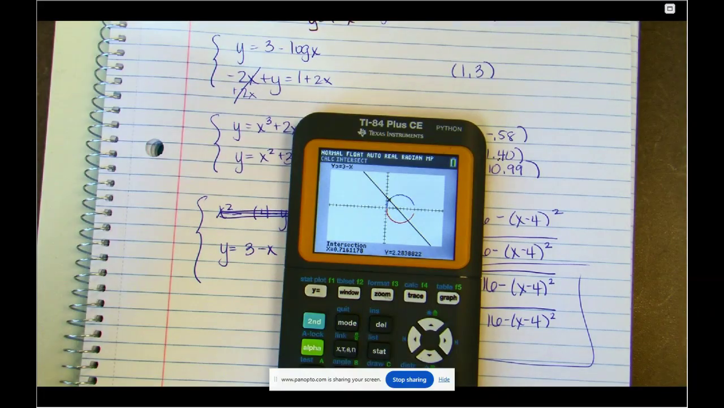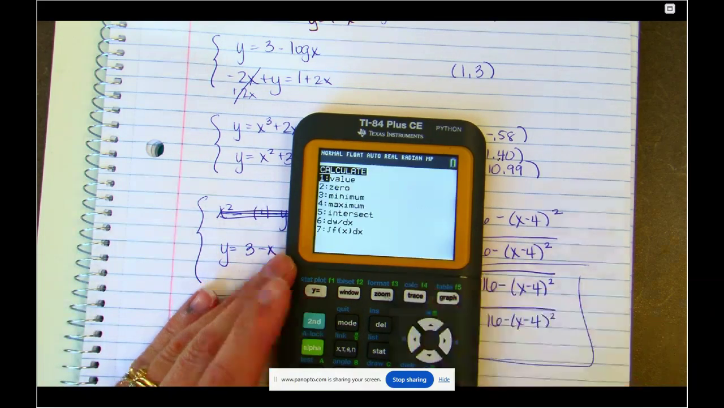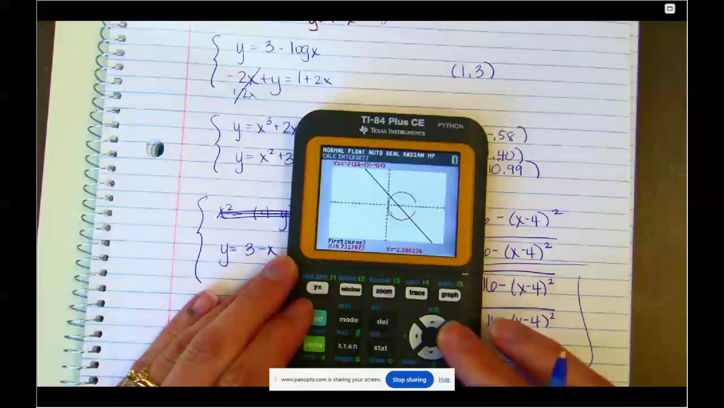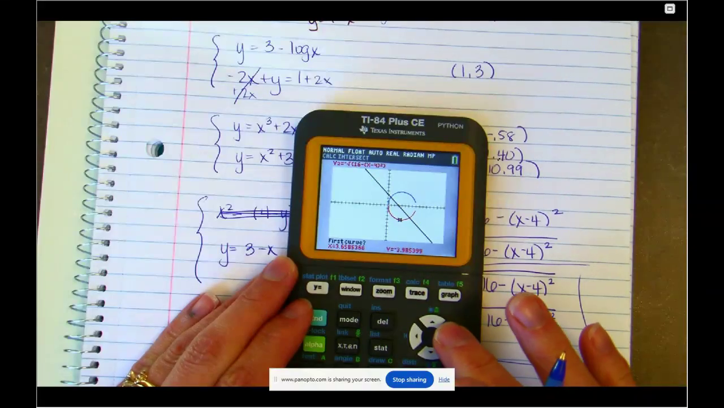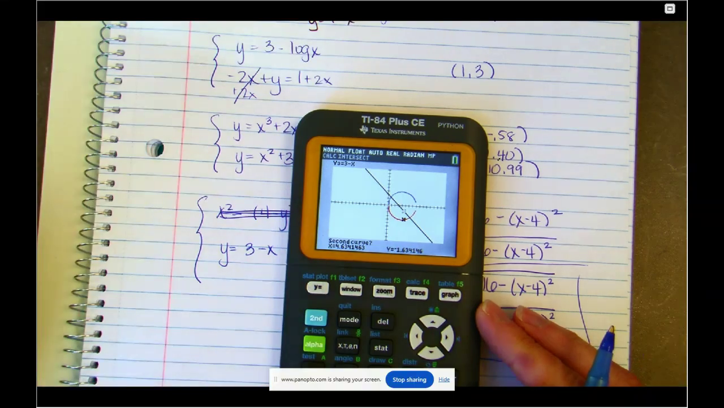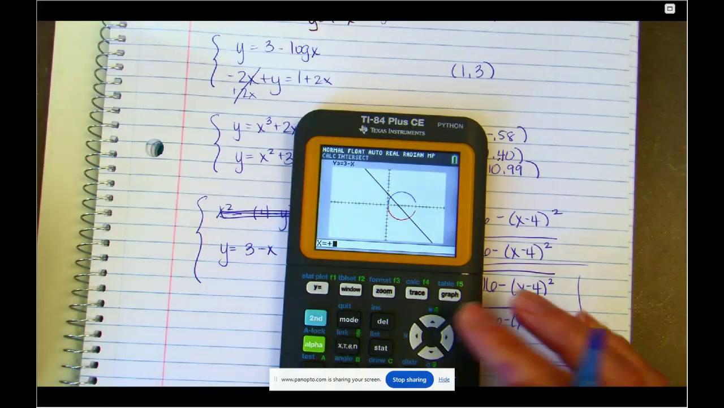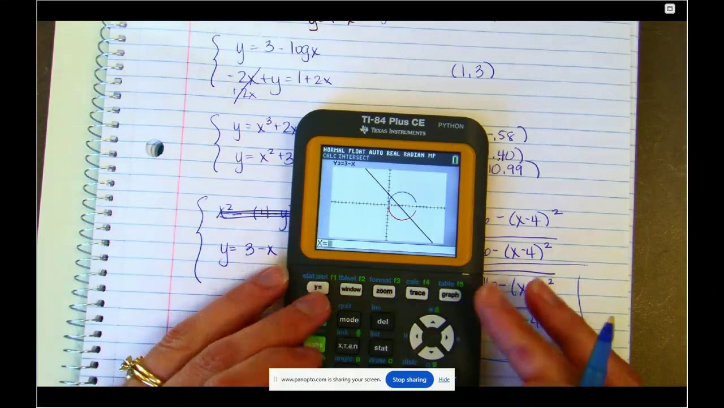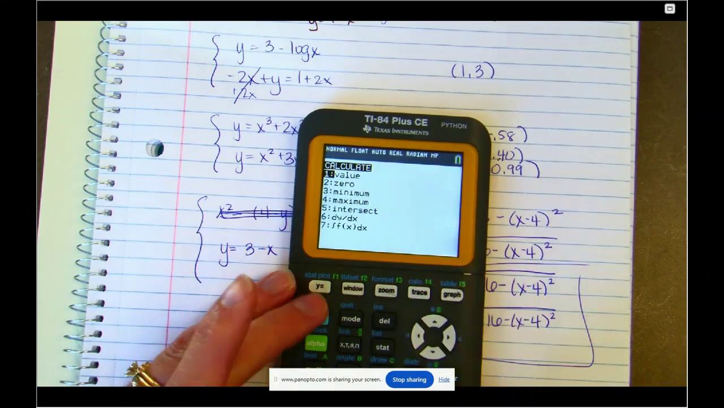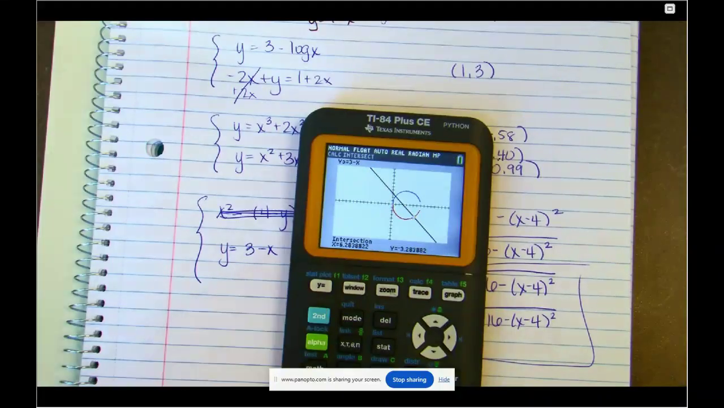One more time, if I'm going to find the next one, second trace, number 5. I want the red one and the black one, which it just gave me, so I don't have to change anything. Red, black. There's your other one, 6.28 and negative 3.28.